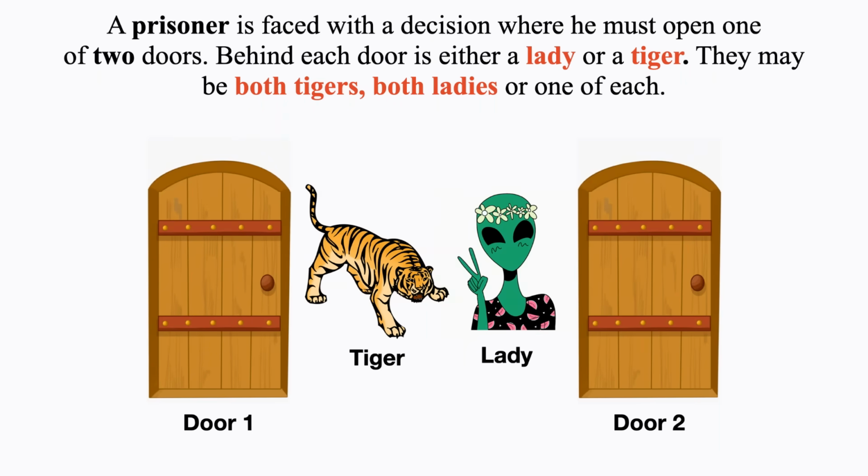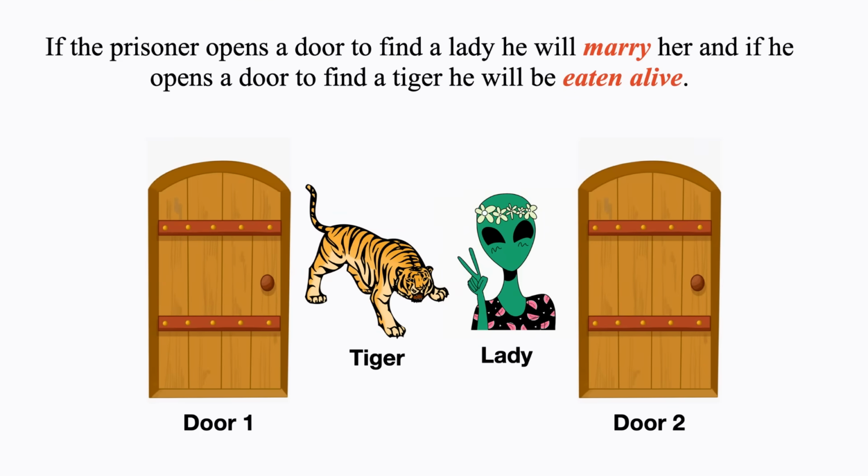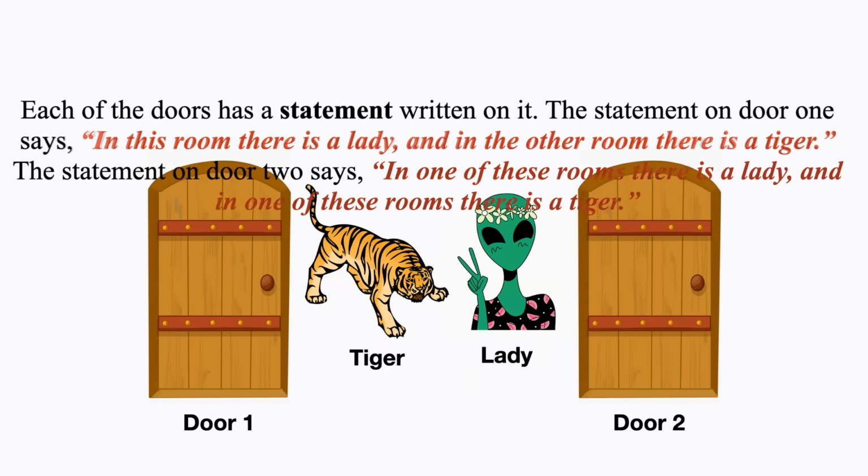A prisoner is faced with a decision where he must open one of two doors. Behind each door is either a lady or a tiger. They may be both tigers, both ladies, or one of each. If the prisoner opens a door to find a lady, he will marry her, and if he opens a door to find a tiger, he will be eaten alive. Of course, the prisoner would prefer to be married than eaten alive.